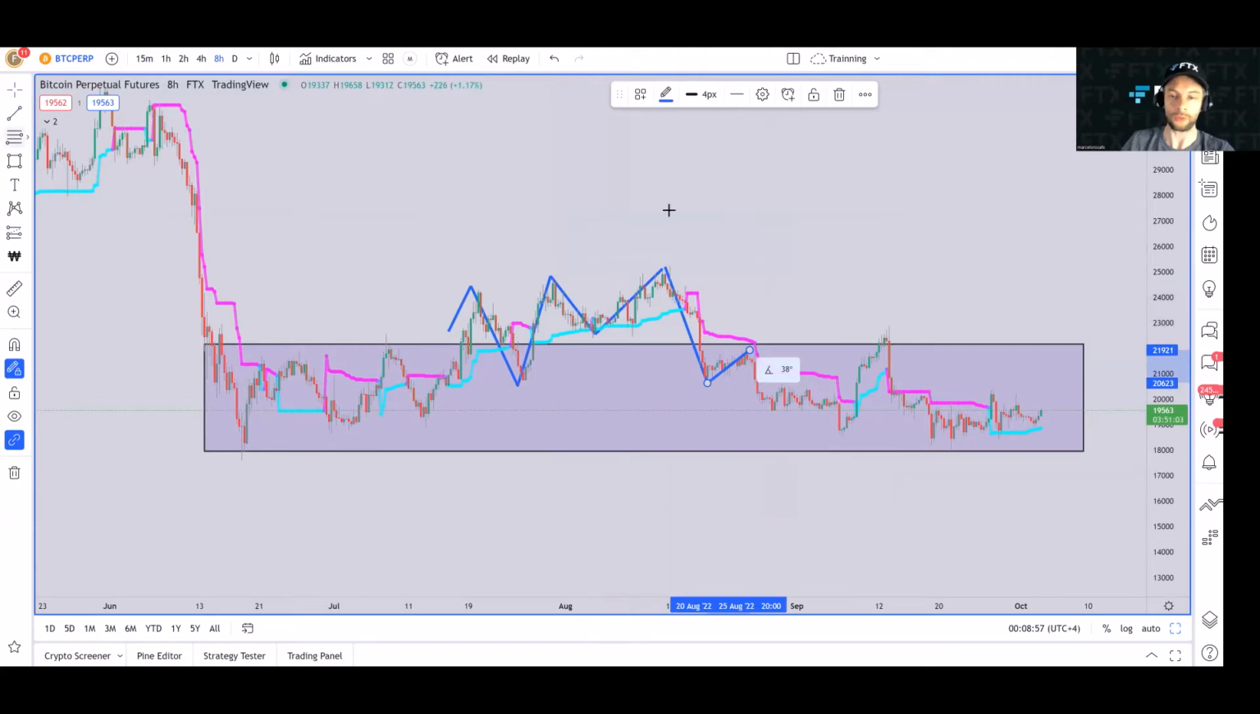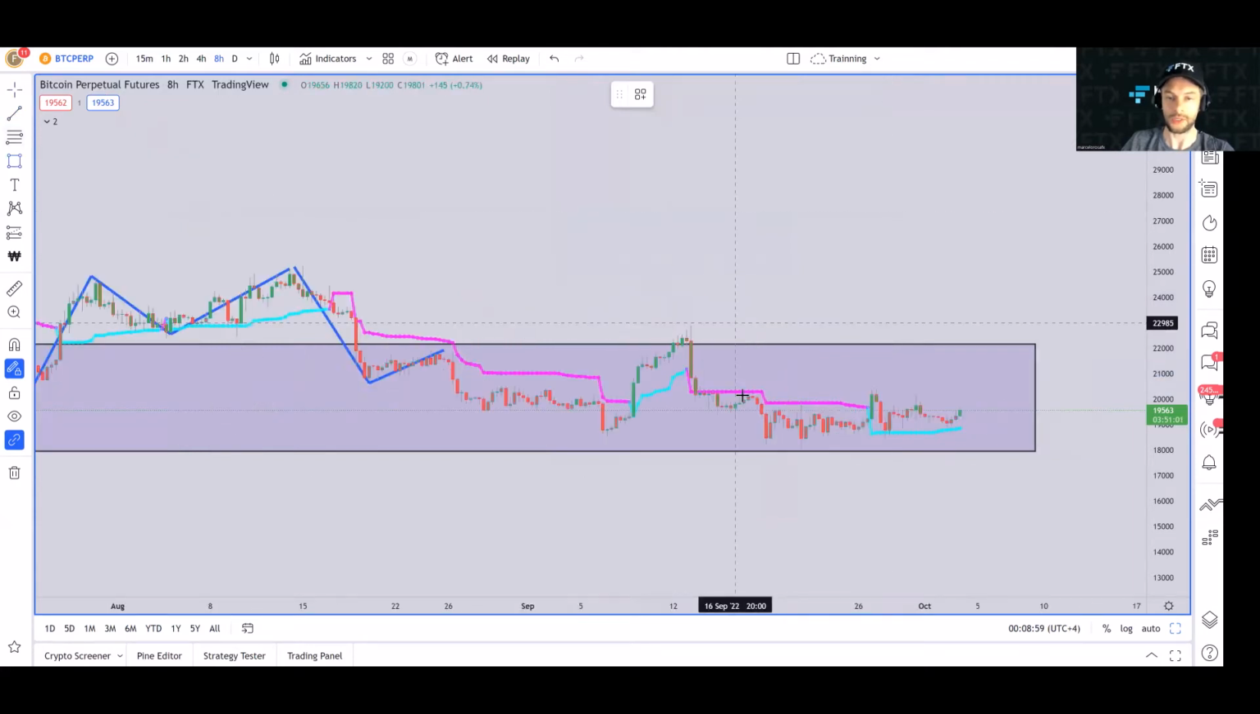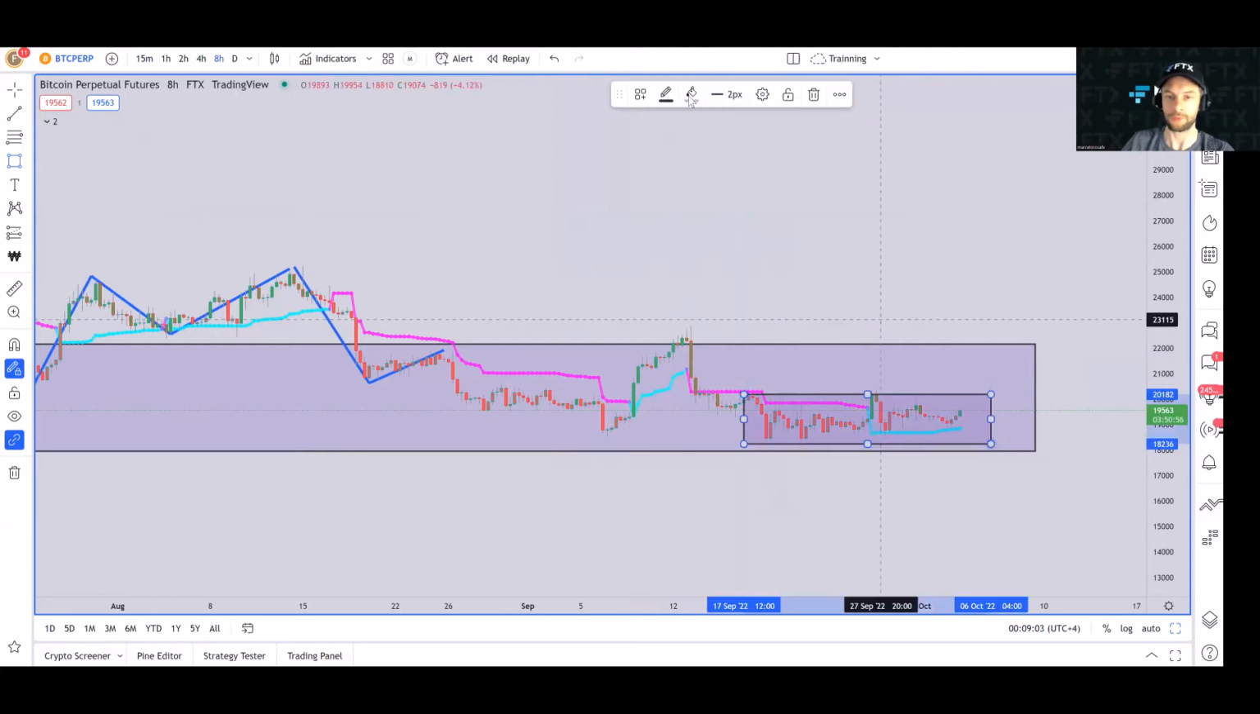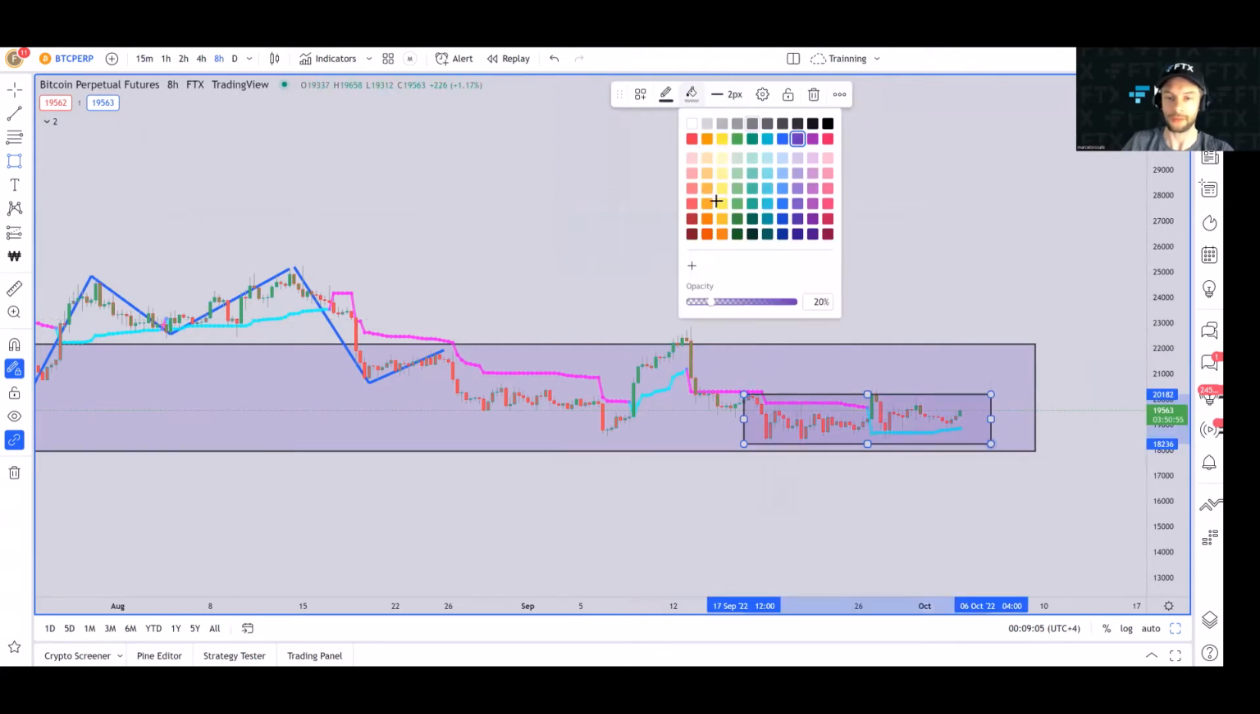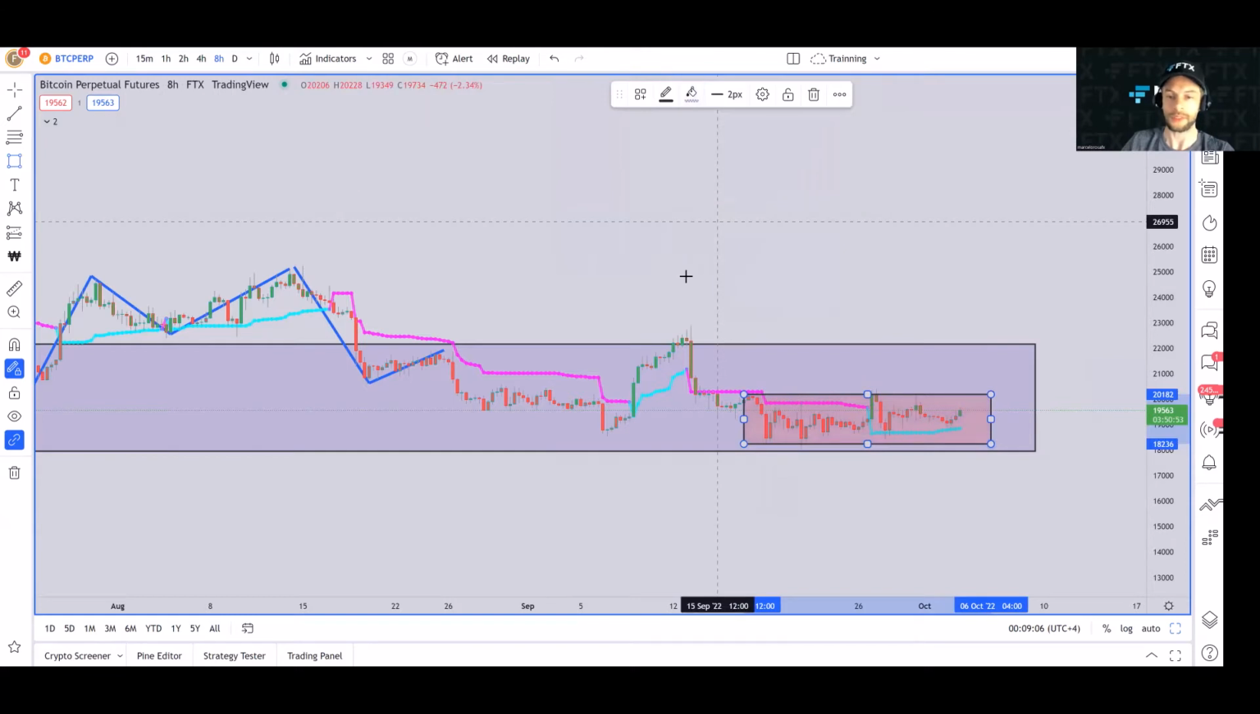But now what we also have is a consolidation inside of a consolidation right here. So let's put another color here. Let's put red. So now BTC, you can see, is getting tighter and tighter. And let's do a little bit more further technical analysis here.